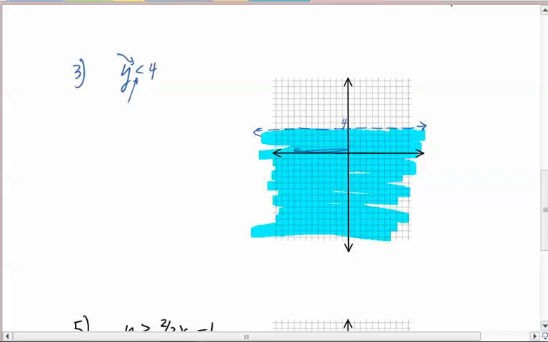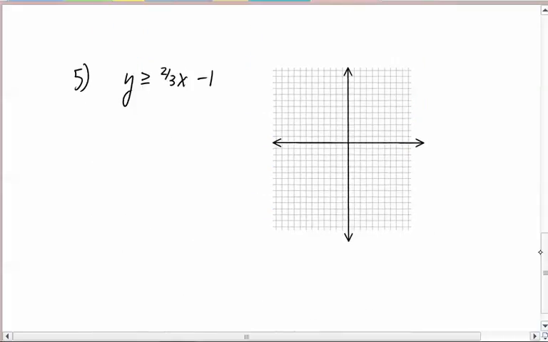Alright, so there it is. There are all of our solution coordinate points that satisfy the inequality. And I can't remember what I was saying earlier, but we'll just move on.